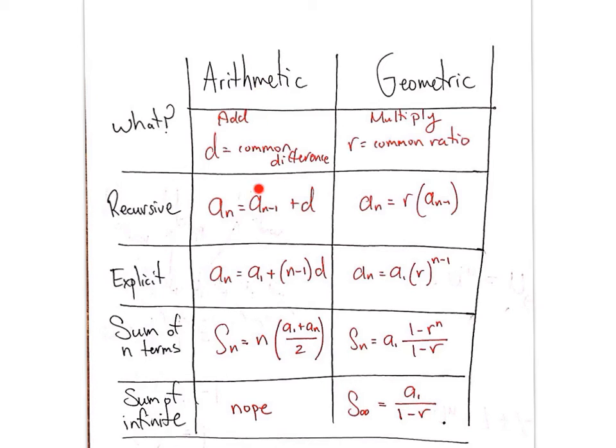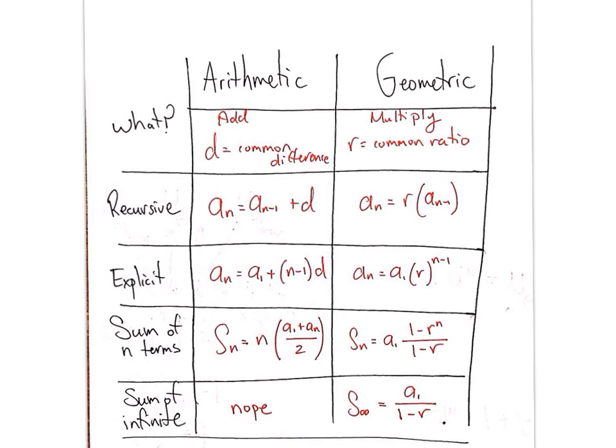So for arithmetic, here's just a description or a summary. What are we talking about? Well, you add something every time, and d is the common difference. Whereas in geometric, we multiply by something, and r is the common ratio. So here were those general formulas for recursive and for explicit formulas, and then for the sum of n terms, and then for the sum of an infinite series.